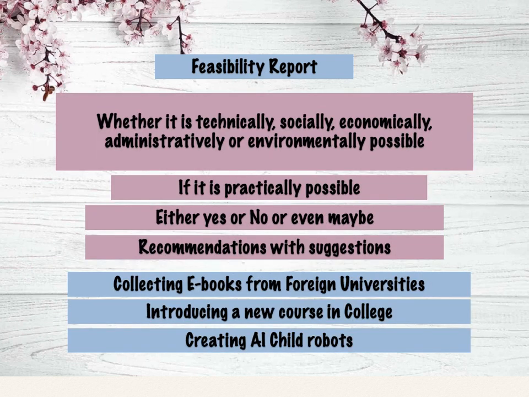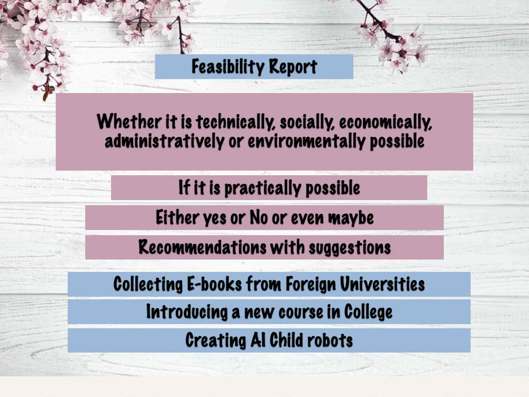Then comes the feasibility report. Now, a feasibility report is a report which estimates whether something is technically, socially, economically, administratively, or environmentally possible. So in short, to make it simple, a feasibility report tells you whether something is practically possible. Sometimes it is easy to speak about idealistic notions, but very difficult to put them into practicality. So a feasibility report speaks about that practical part.